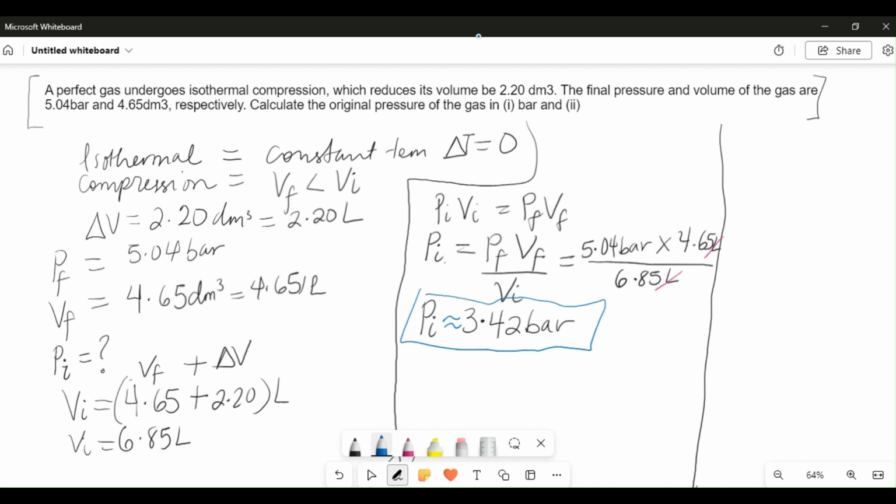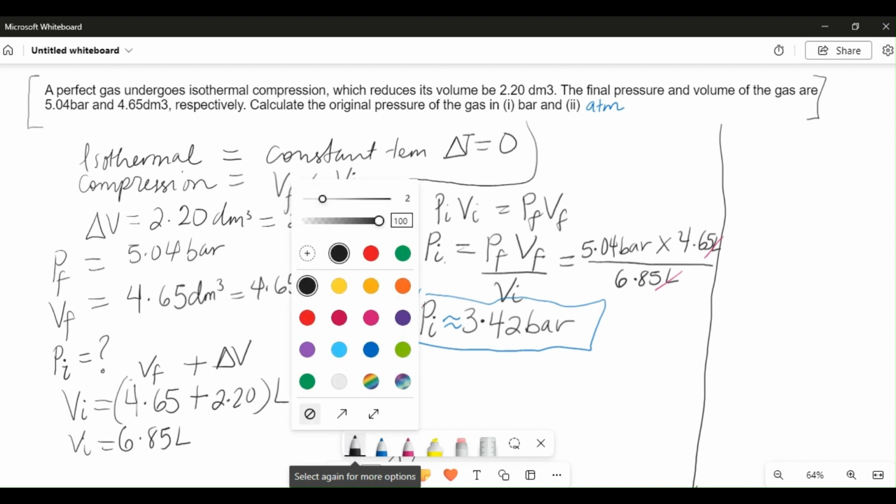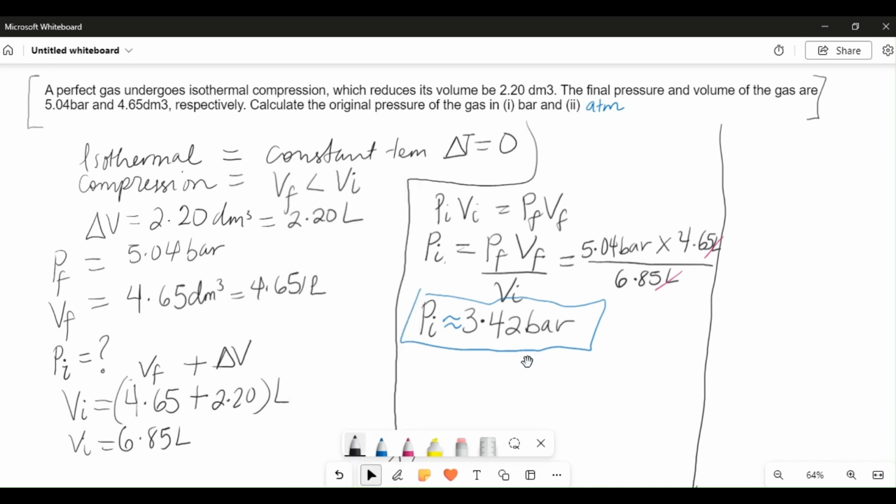The second part of the question is asking us to do it in atmospheres. So I'm just going to write that. Question 2 is asking us to do it in atmospheres, and that just involves a change in units. If you've not watched my change in units video, make sure you do watch it. I think it's going to be very important in order for you to solve this. But let's move on.